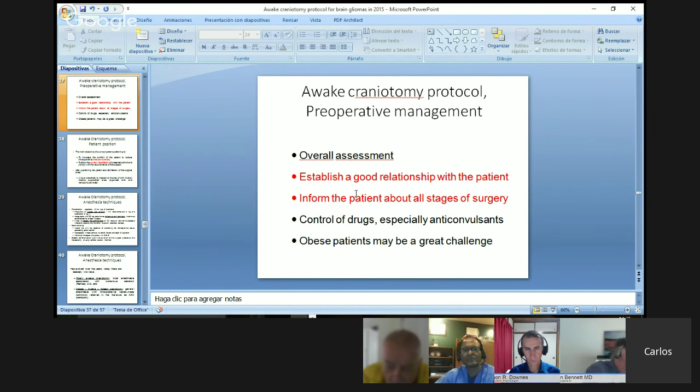So, we need to have an overall assessment. We need to establish a good relationship with the patient. We need to inform the patient about all stages of the surgery. We need to control the drugs, especially anticonvulsants. Obese patients may be a great challenge for these kinds of surgery.